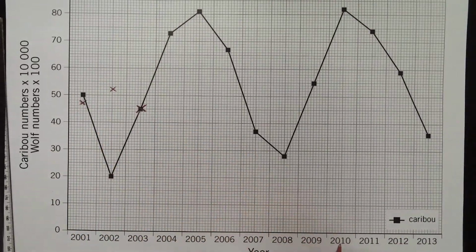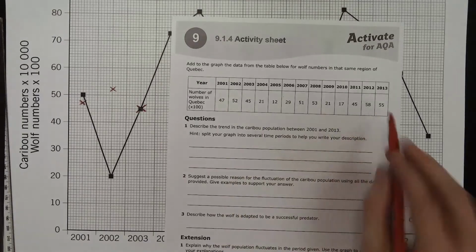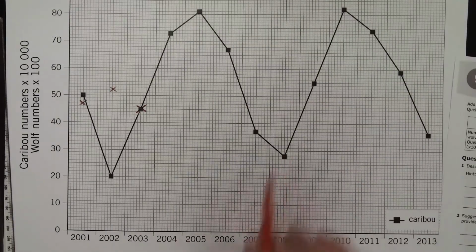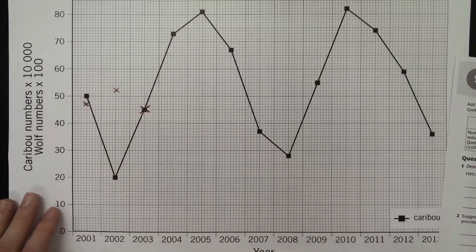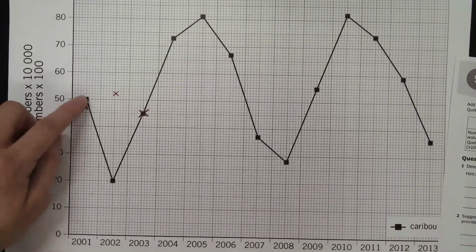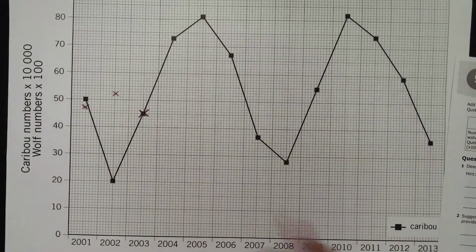If you'd like to pause the video now and see if you can plot the rest of these values onto the graph. Once you've done that, using your trusted ruler, I want you to connect those points together, much like the caribou line here. Connect those points together with a ruler and you should see a pattern going all the way from 2001 over to 2013. So pause the video and have a go at plotting the rest of those points, just like I have here.